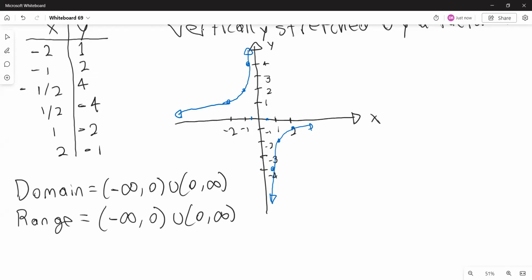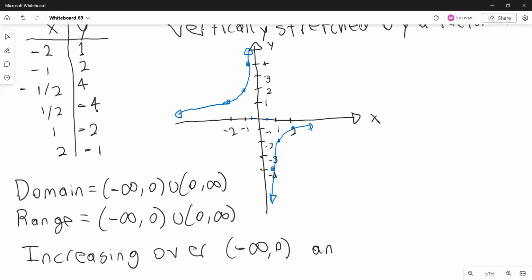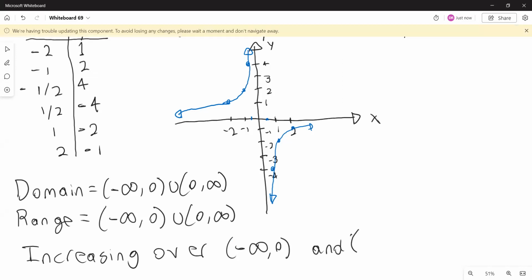And this function is increasing. There are two intervals, so I'm going to list them separately. This is increasing over -∞ to 0, and 0 to ∞.